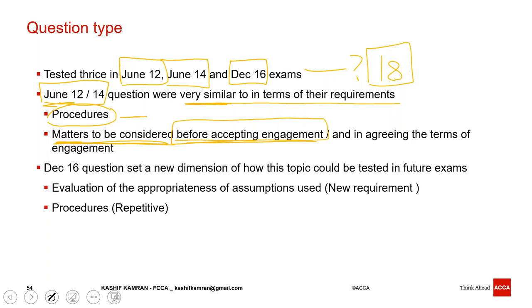So I have to clarify that, right? I hope if someone is repeating P7 or has prepared well for P7, you should know what matters we consider before accepting an engagement and in agreeing the terms of engagement. So the examiner is asking 2 types of matters, right? What matters should I consider when I am accepting an engagement? And what matters should I consider when I am agreeing the terms of engagement? Agreeing the terms of engagement means the engagement letter. I hope everyone knows every engagement has an engagement letter. So the engagement letter terms are also examined as part of PFI.